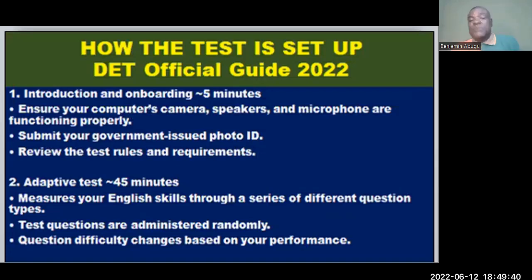And then comes the adaptive test, which will last for 45 minutes, all right? And it measures your English skills through a series of different question types, all right? Don't forget, as I earlier mentioned, that the test questions are given randomly. And if you give a correct answer, you might be given a more difficult question. If you give an incorrect answer, you might be given an easier one. So it's structured in that way. That's the way the test is set up, okay?